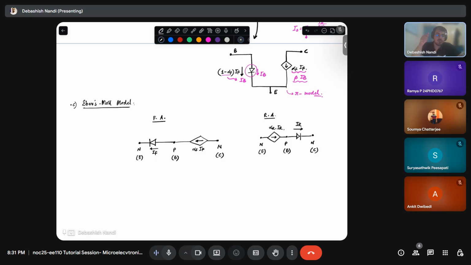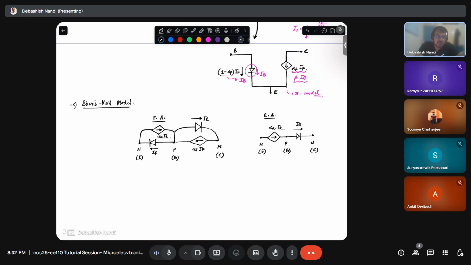Fine. Now earlier models are focused only on the forward active region of operation. So to take into account the reverse bias also, what these two fellows suggested is that we include this as well. I am just placing this in parallel to the forward active mode. So this is your IR and this will be your alpha R IR.